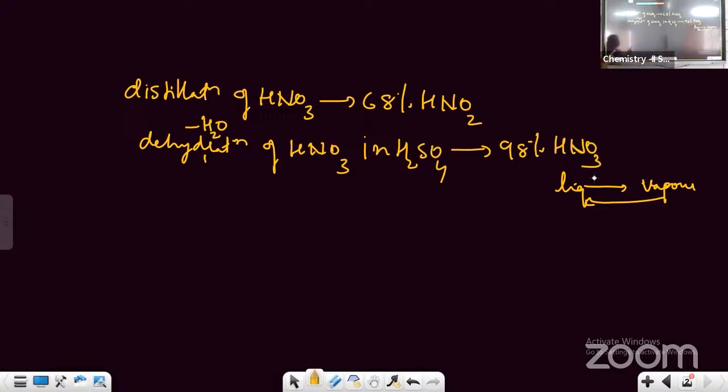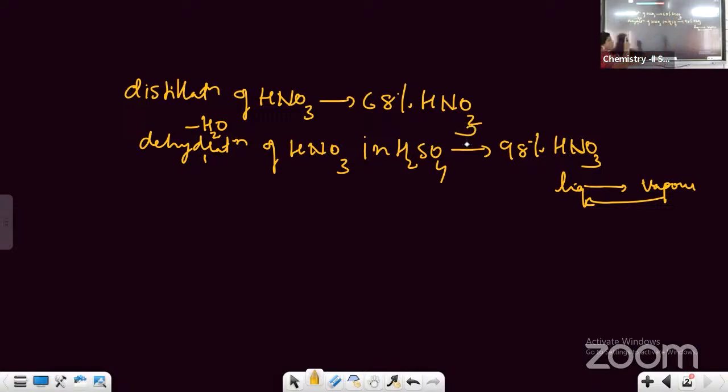First, we are undergoing the distillation. What is the meaning of distillation? Converting liquid into vapor. Again, that vapor is brought back to the liquid state. That is called distillation. So when you are doing distillation, you are getting only 68% of HNO3.